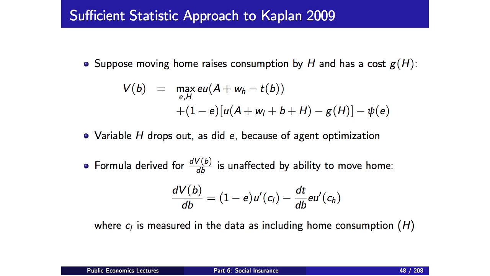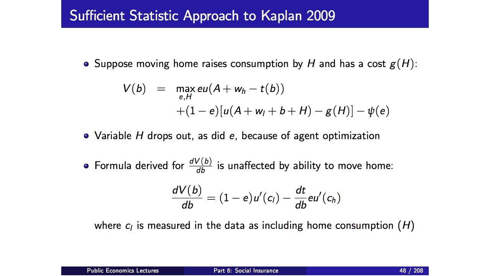Okay, so when you just look at this problem, you should see immediately that there's really no difference between E and H, in the sense that both of them are going to drop out. The changes in either of those are not going to have a first order effect on the agent's utility. And so because of agent optimization, the formula for dv/db is actually going to be just identical. It's totally irrelevant that you added this h dimension where you get an added h for consumption in the low state at a cost of g of h. That makes no difference. It doesn't affect this formula in any way.